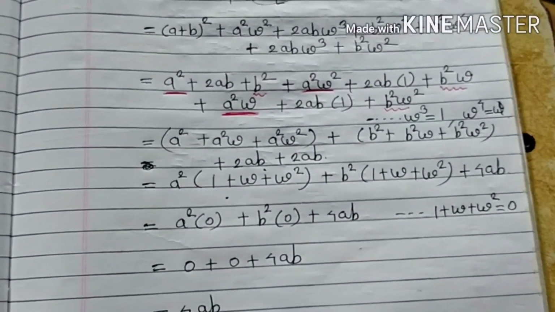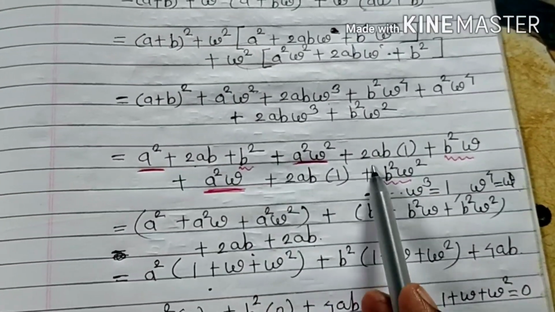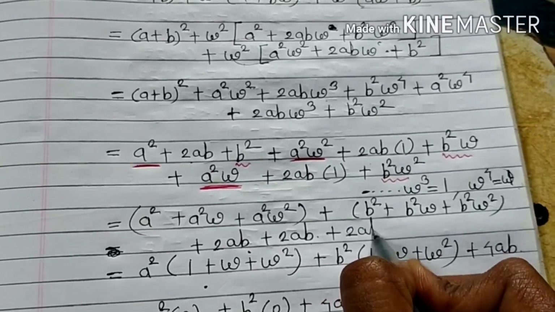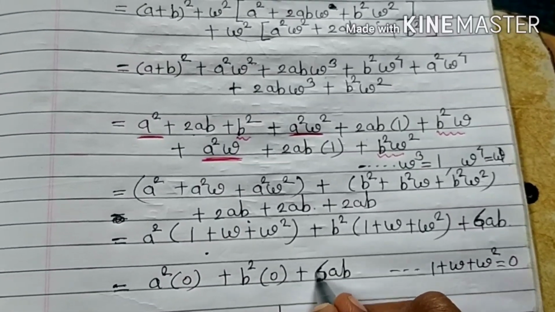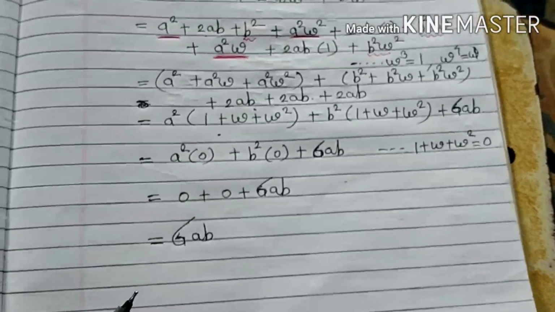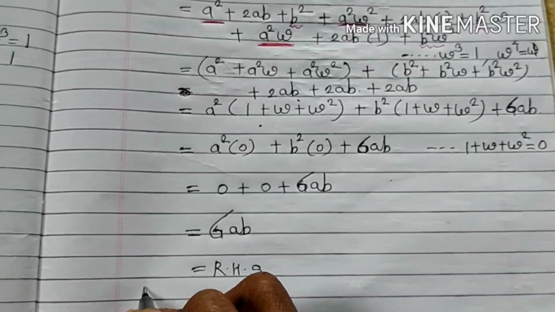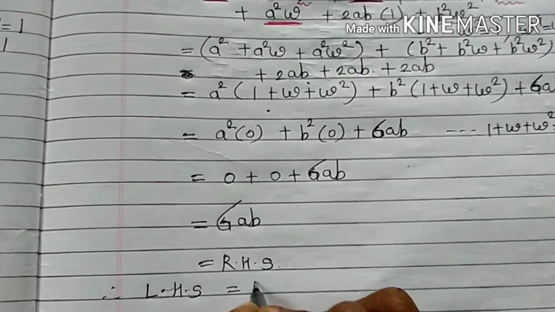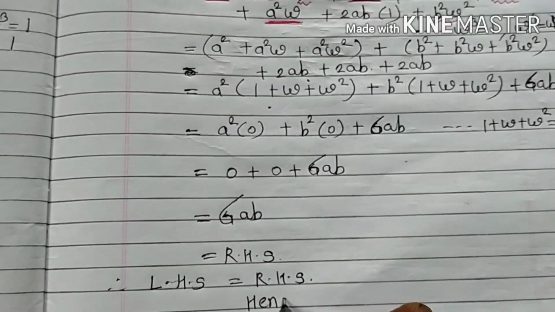But we have 6ab, so there is one mistake. What is that mistake? 2ab plus 2ab plus 2ab. So here is plus 2ab. So it is 6, it is also 6, and it is also 6. So this is our RHS. Therefore LHS equal to RHS. Hence proved.